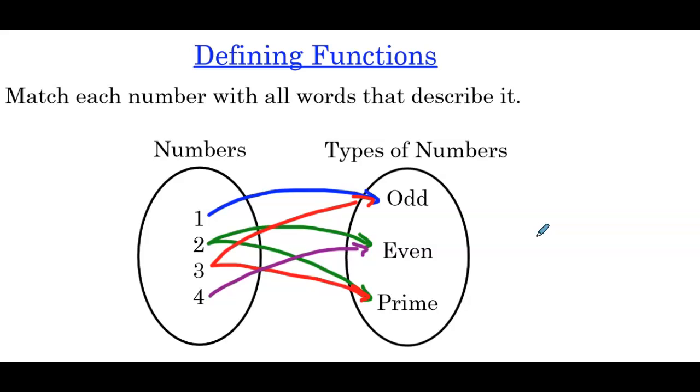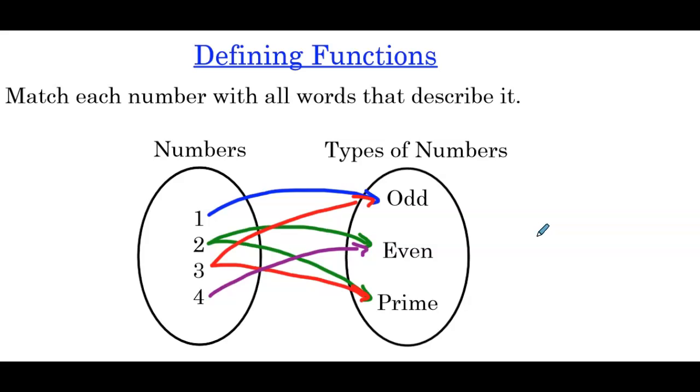So for instance, if we input 1 into the machine, it follows the blue arrow and it outputs the word odd. Input 2, it follows both green arrows and it outputs even and prime. We input 3, it follows the red arrows, it outputs odd and prime. And we input 4, it follows the purple arrow, outputs even. Okay, so our machine knows how to follow the arrows that we've drawn. Some inputs, 1 and 4, only output one word. Two inputs, 2 and 3, output two words.